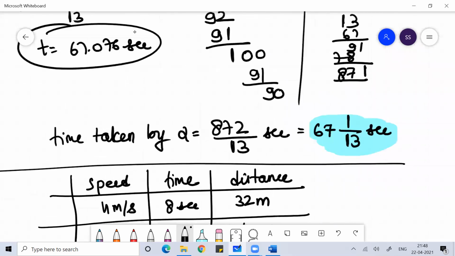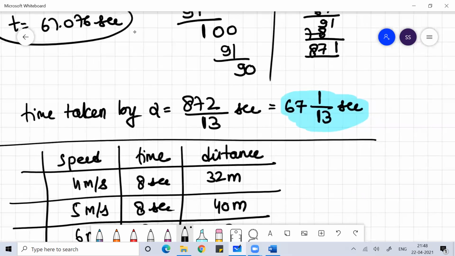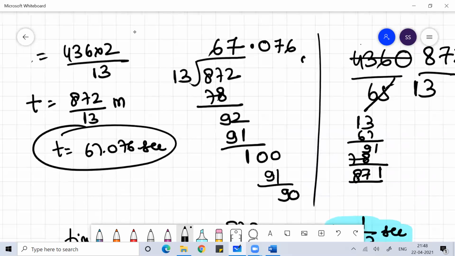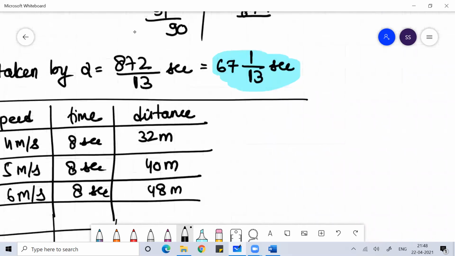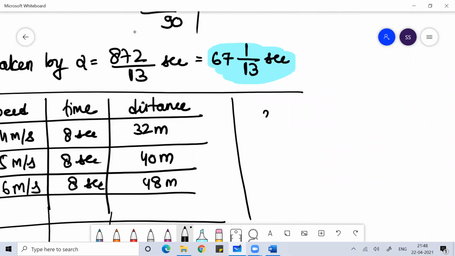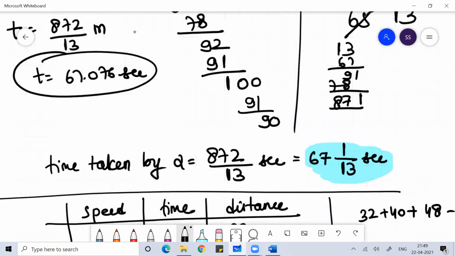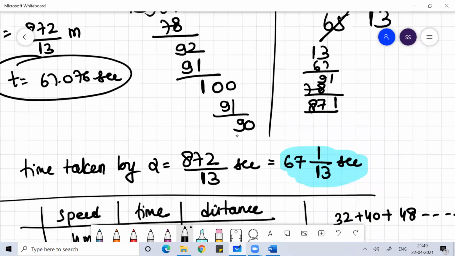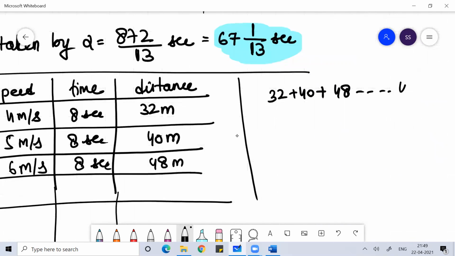The total distance is around how much? I think the total distance is 436, right? So the total distance, if this is in AP, is 32 plus 40 plus 48. You see, in AP, what I want is 436. So here a is equal to 32 and d is equal to 8, and the sum is given as 436.